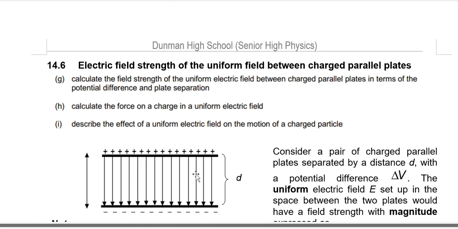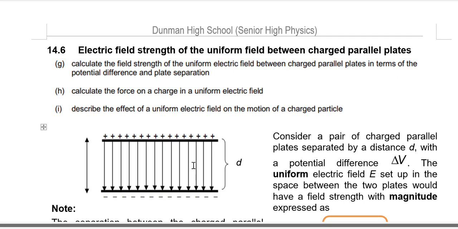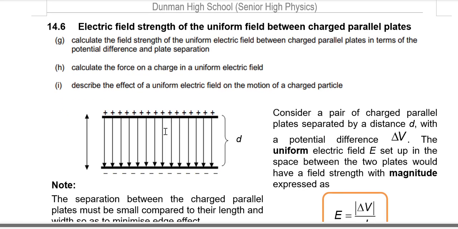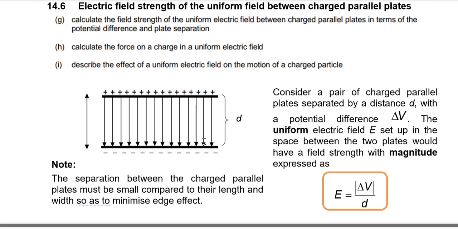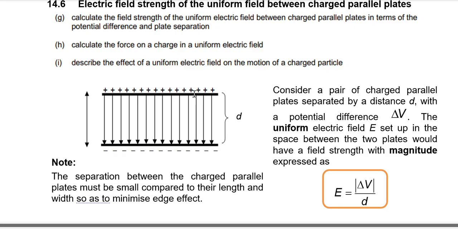Moving on to the electric field strength of a uniform field between charged parallel plates. These are the three LOs we'll try and go through. Remember parallel plates from earlier? This is actually the more common diagram that you draw. The field always goes from positive to negative, at equal distance within the plates, and obviously the direction of the field lines is from positive to negative.